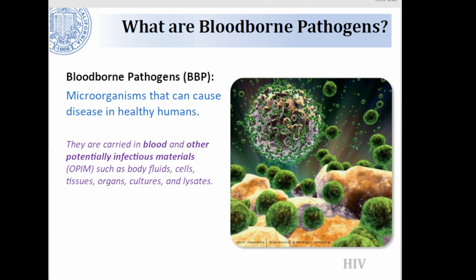Bloodborne pathogens, BBPs, are microorganisms that can cause disease in healthy human beings when exposed through a fluid exchange. Examples of disease include malaria, syphilis, hepatitis, and acquired immune deficiency syndrome, AIDS. Bloodborne pathogens can present in both blood as well as other potentially infectious materials, or OPIM, such as body fluids, cells, tissues, and organs of human origin.